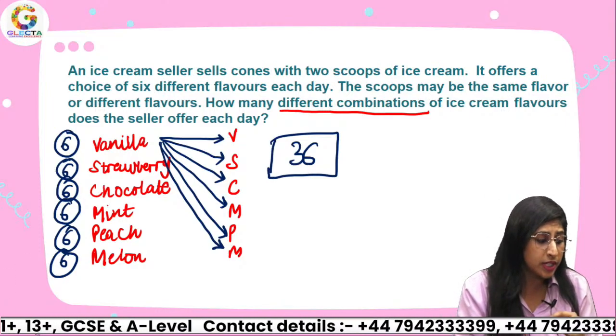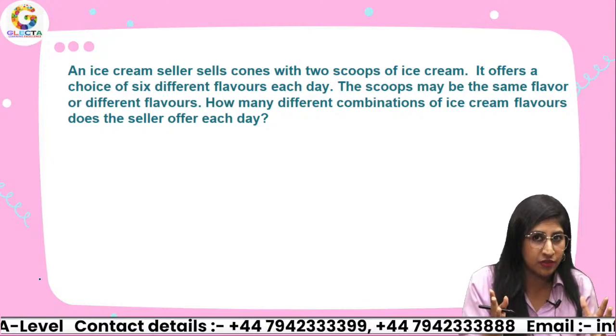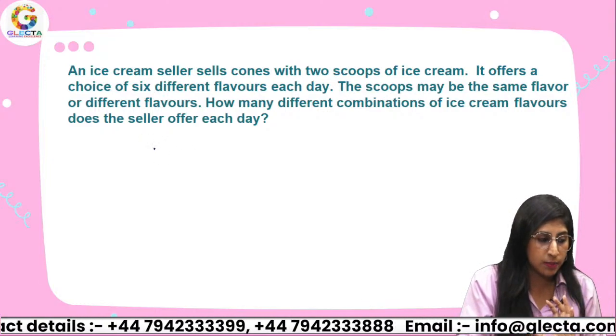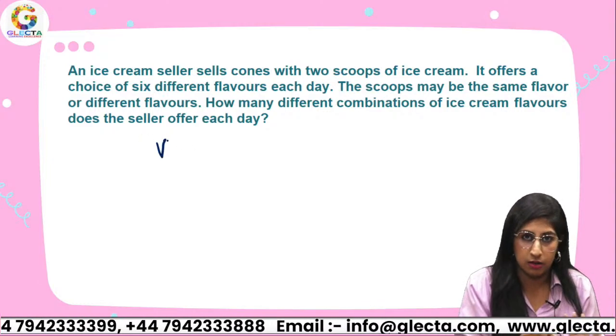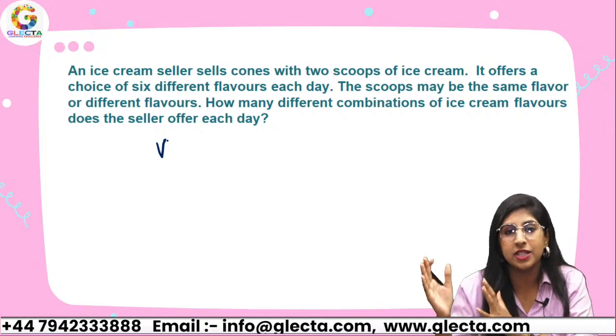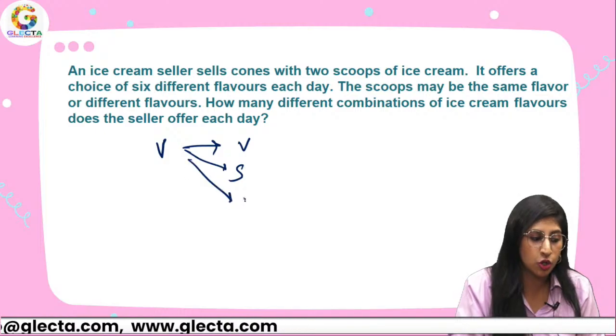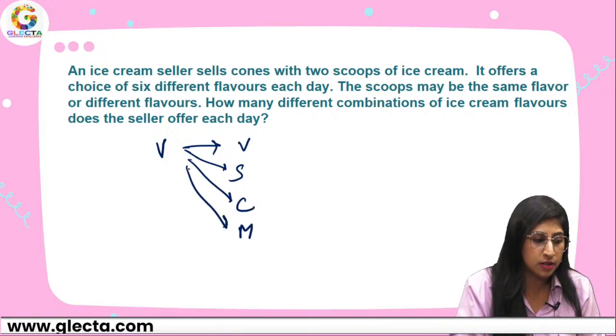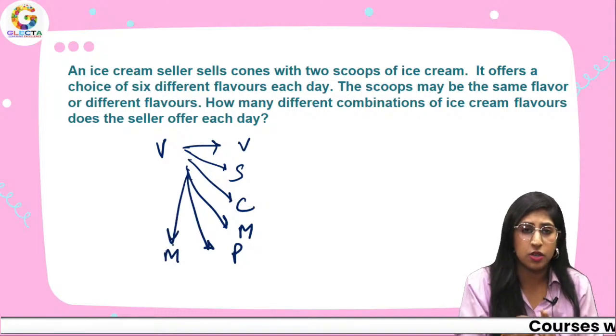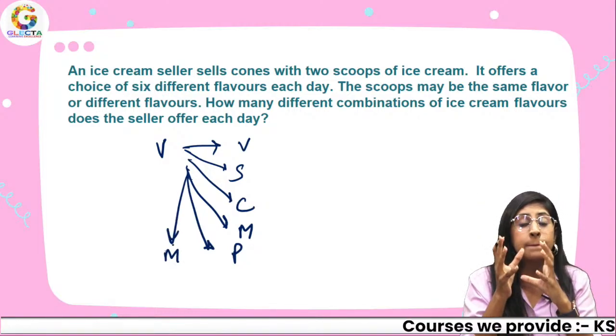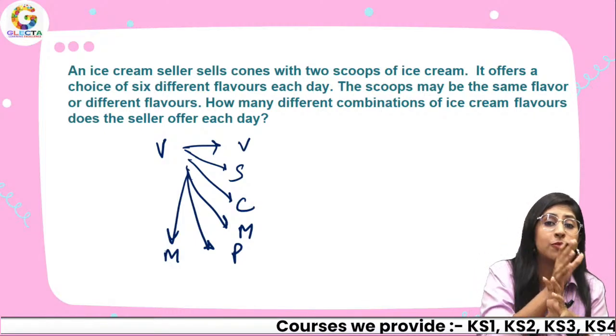So let's see how we can calculate different flavors. For the first one, suppose I'm fixing vanilla, right? Now the next one can be vanilla, strawberry, chocolate, mint, or melon, or peach, right? So I have 6 choices, but these choices cannot be repeated.